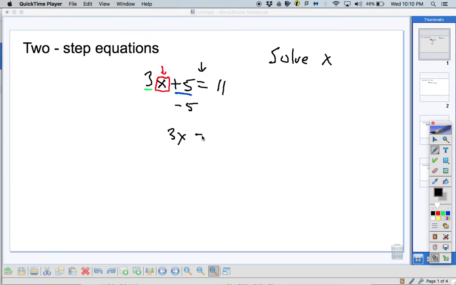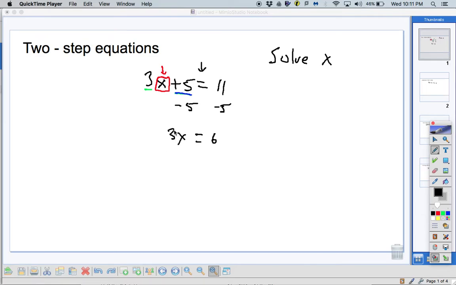Okay? Equal sign stays where it is, and whatever you do on one side, we got to keep the equation balanced, so we're going to do it on the other side too. And we got on the right side 11 take away 5, which of course is the number 6. So I now have 3x is equal to 6.